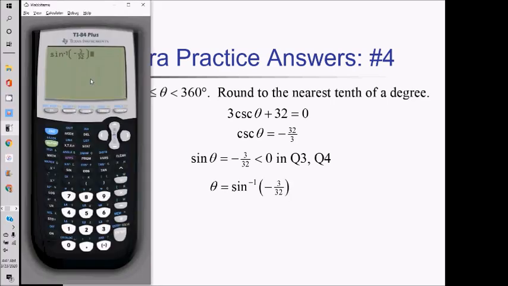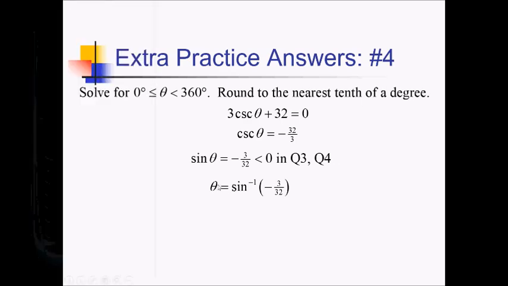So plugging that into our calculator, we're going to end up with about negative 5.4 degrees. Now we need a reference angle to figure out all these different angles in these quadrants. If you're negative 5.4 degrees in the fourth quadrant, you're 5.4 degrees away from the x-axis. So 5.4 is your reference angle. Now we need to get our quadrant 3 and 4 answers out of this.